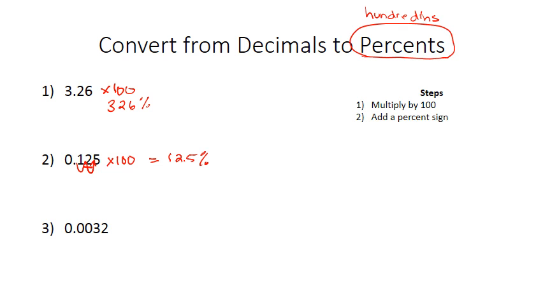This one down here is interesting. We're going to move again 2 spots, 1, 2. So that's times 100, which is equal to 0.32%. Notice how each time we're taking the number in the hundredths place, and that is becoming our ones place. So we're multiplying it by 100.